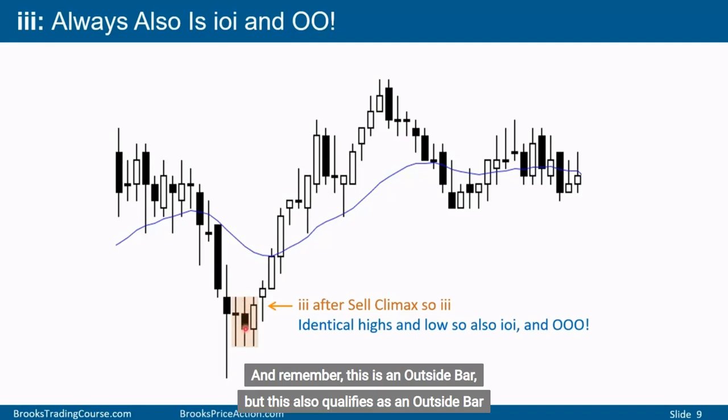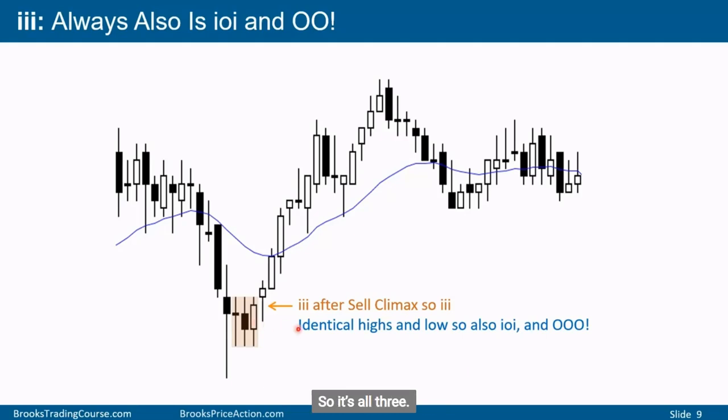And remember, this is an outside bar, but this also qualifies as an outside bar because its low is at or below the low of the prior bar. Its high is at or above the high of the prior bar. So it's an inside, outside, inside. It's inside, inside, inside, and it's inside, outside, outside. So outside, outside, OO. So it's all three. And again, it doesn't matter what you call it.